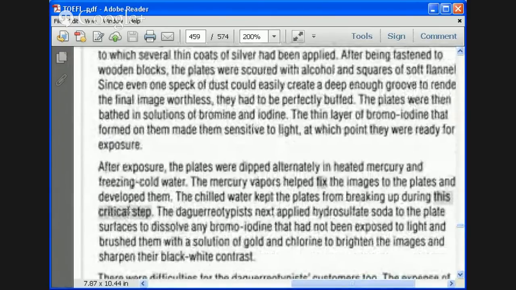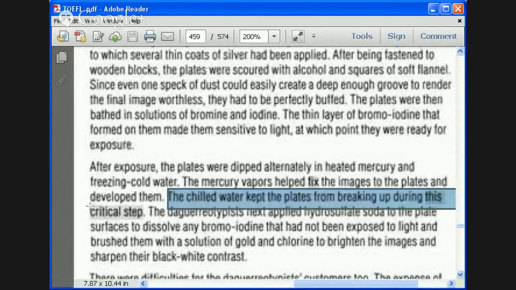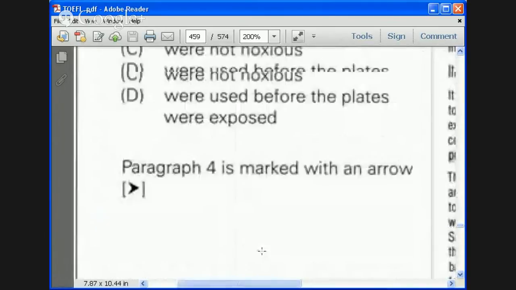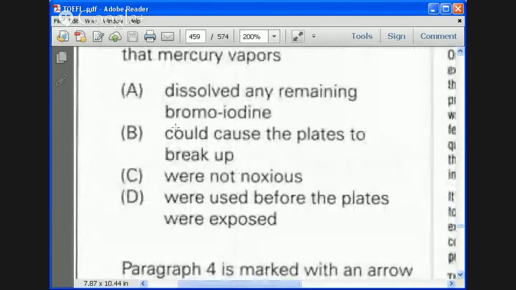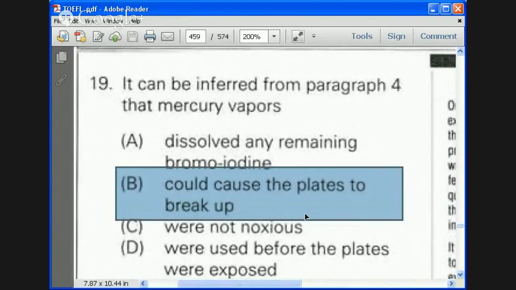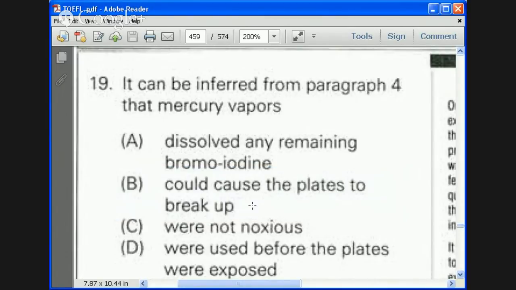Oh, much more. Oh, okay, wait a minute. The chilled water kept the plates from breaking up during this critical step. So the chilled water is used to keep the plates from breaking, which means if the cold water wasn't used, then the plates could break up. Okay. Well, there you go.